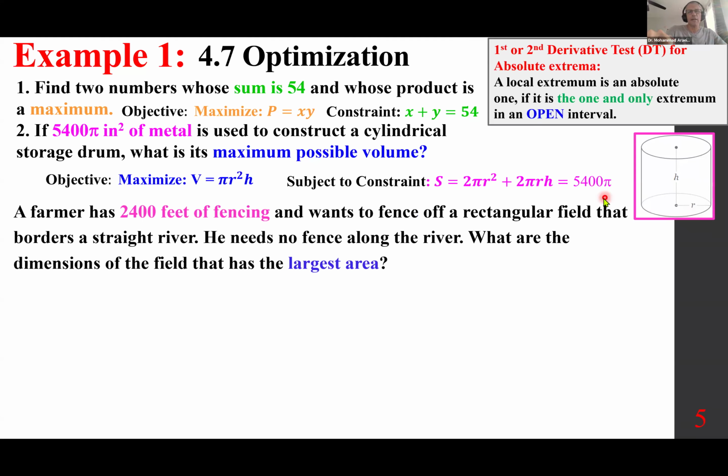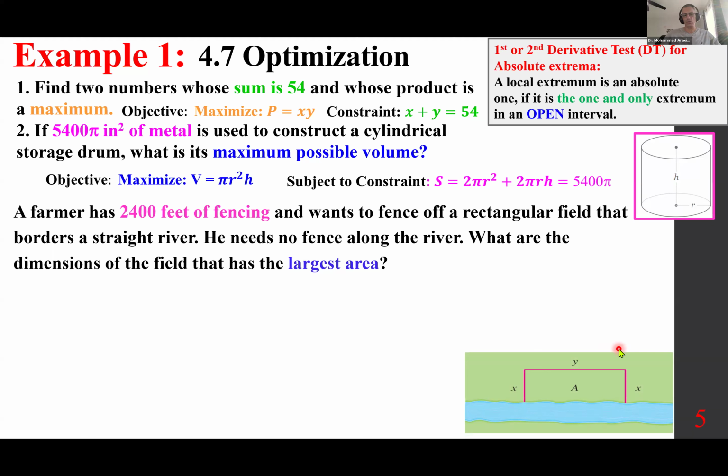Now, let's look at this one and actually do this question. A farmer has 2,400 feet of fencing and wants to fence off a rectangular field that borders a straight river. He needs no fence along the river. What are the dimensions of the field that has the largest area? So first, you have to draw the setting. You have to define your variables. Let x and y represent the dimensions.